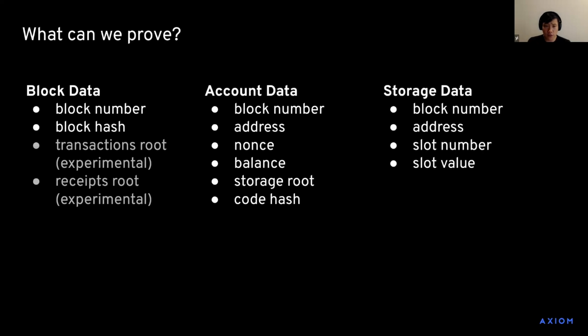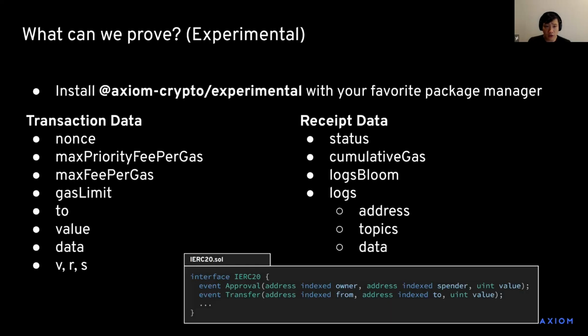And so just to reiterate what we can prove, we prove blocks, accounts, and storage slots. And then we're also able to prove different pieces of the transaction and receipt data. And for transactions and receipts, you have to use our experimental SDK since this is unaudited code.